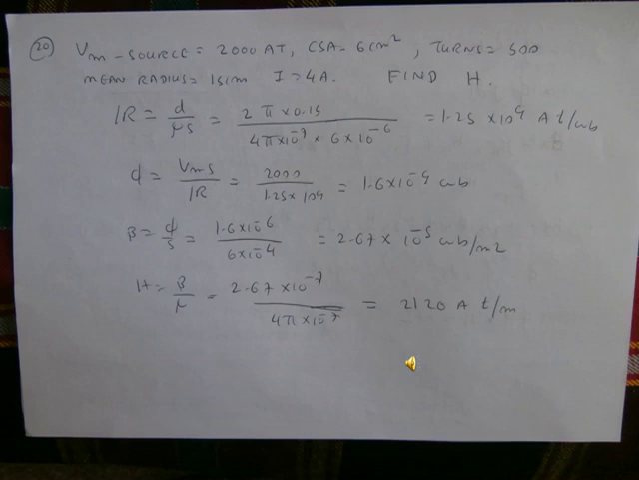And magnetization H can also be calculated. H equal to B by μ. So that will be 2.67 × 10 power minus 3 divided by 4π × 10 power minus 7. That will be 2120 ampere turns per meter.